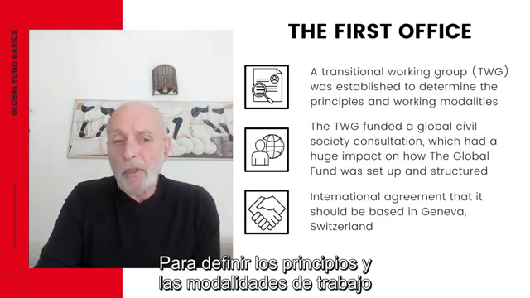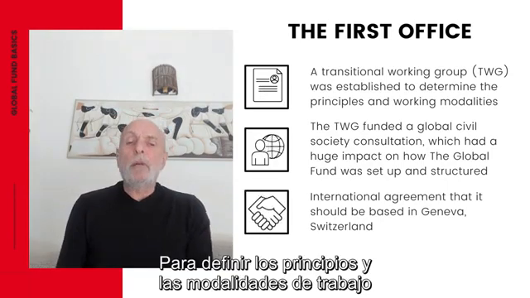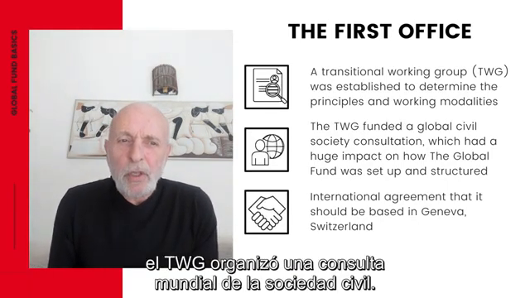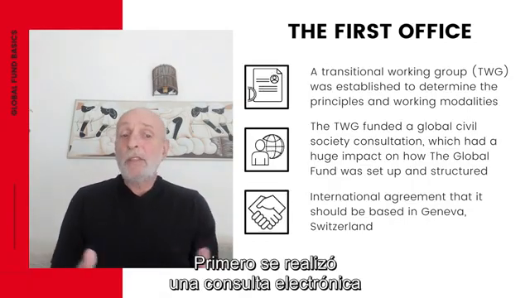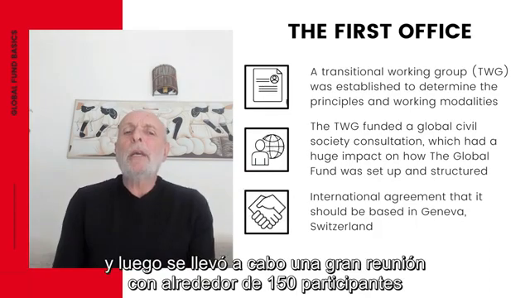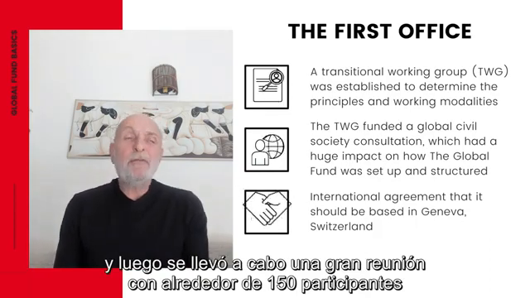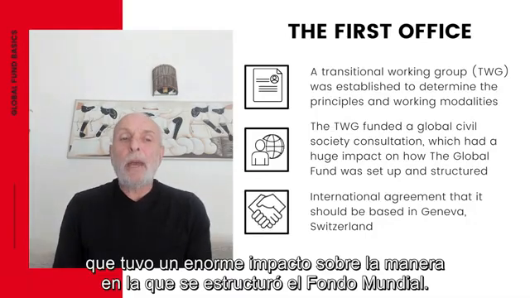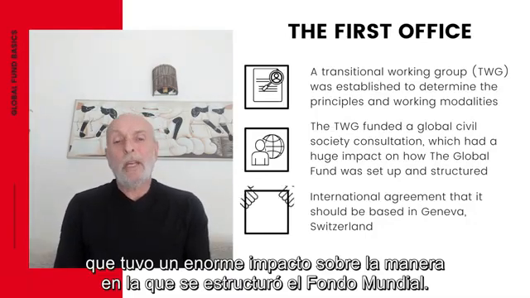As part of the process to develop the principles and working modalities, the TWG funded a global civil society consultation. This included a worldwide electronic consultation and culminated in a global meeting of around 150 participants, which had a massive impact on how the Global Fund was set up and structured.